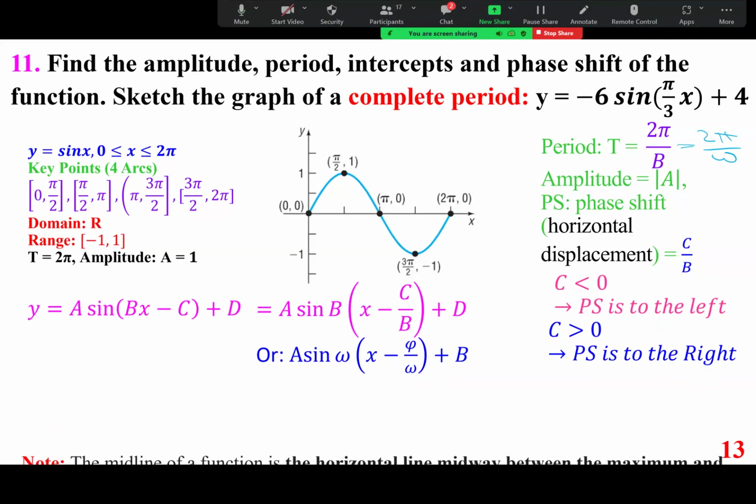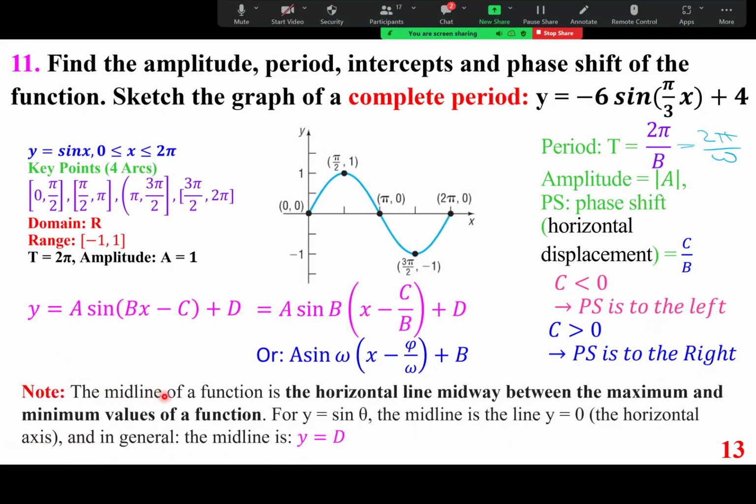All right. Note, the midline of a function is the horizontal line midway between the max and minimum value of a function. So for a basic sine, it is the x-axis, y equals 0. For sine theta, the midline is the line y equals 0, the horizontal axis. And in general, the midline is y equals d. So if it's been shifted up or down, there is a different midline, okay? The midline for this one is the x-axis, but now with the +4, it's been shifted up by 4 units. And that means the midline now is y equals 4 for this one, okay? So first, I wanted to give you the synopsis of what we need, and now we are going to graph this, okay, everybody?